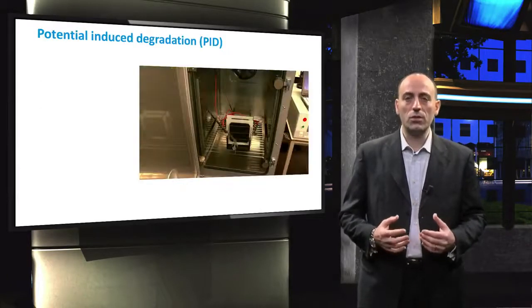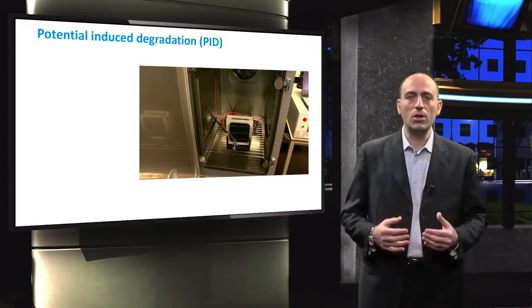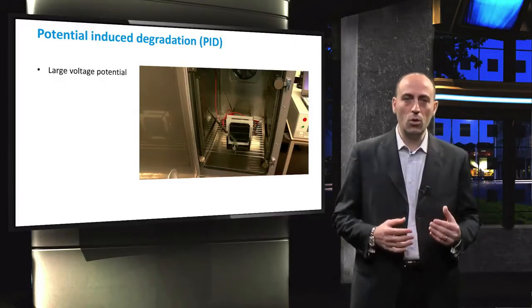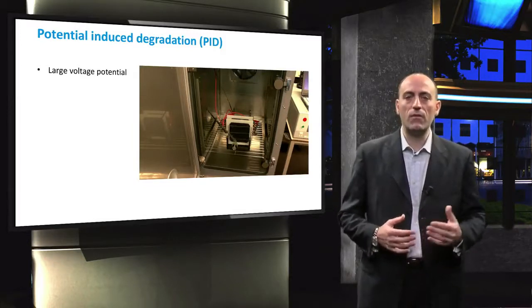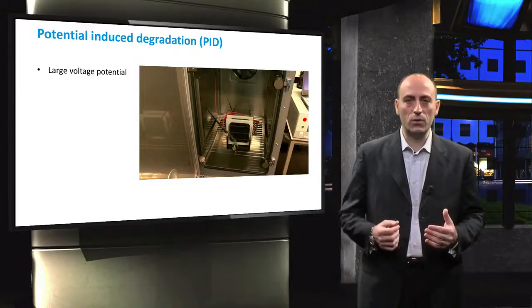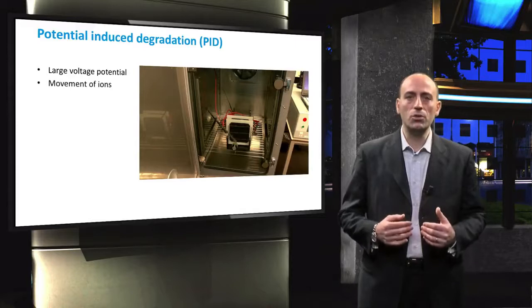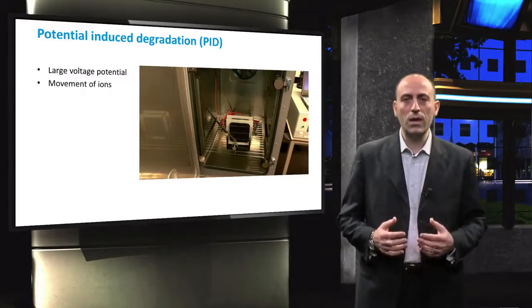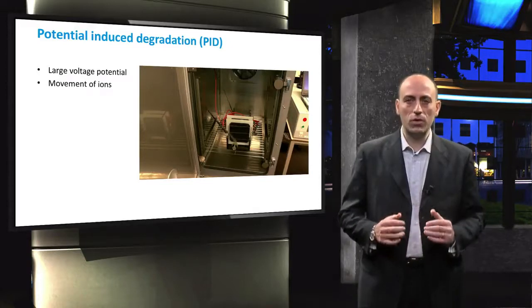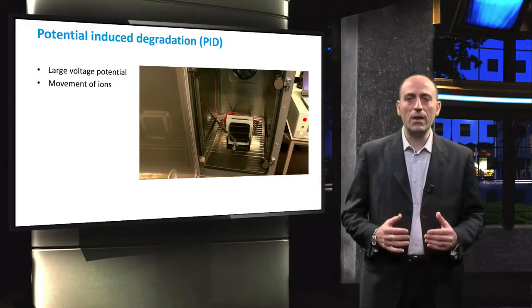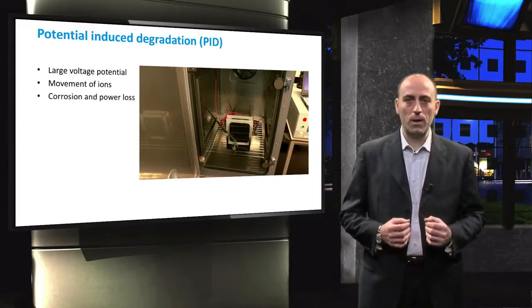Potential induced degradation occurs in certain modules under the influence of a relatively large voltage potential between the module and the frame. Voltages in PV systems can vary from 500 volts up to 1.5 kilovolts. PID is caused by mobile ions in the module due to the voltage potential. The ions can move away from or into the material depending on the voltage sign. The movement of these ions can damage the module by corrosion and reduce the output power.